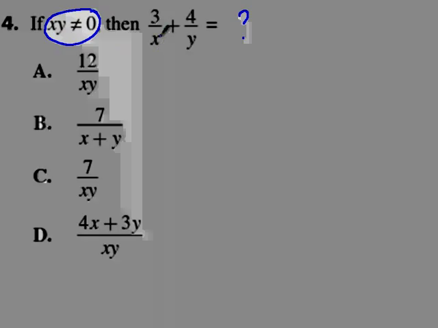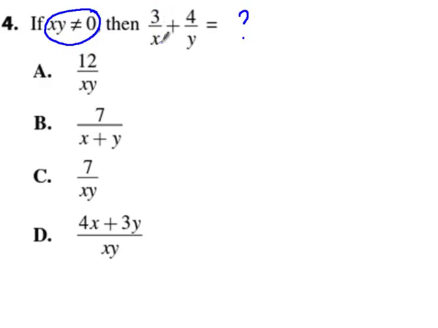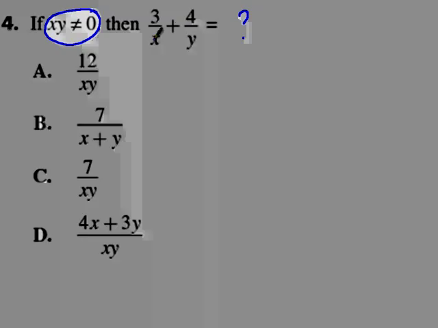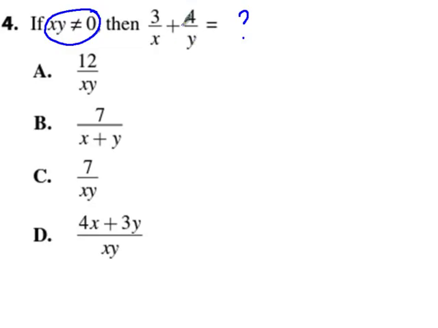Because if X is 0 or Y is 0, division by 0 is not allowed, then this number would have no meaning, or this number would be undefined if either X or Y is 0. But the condition says that X and Y are not 0, so we are able to get the value of this. So how do we do this one?